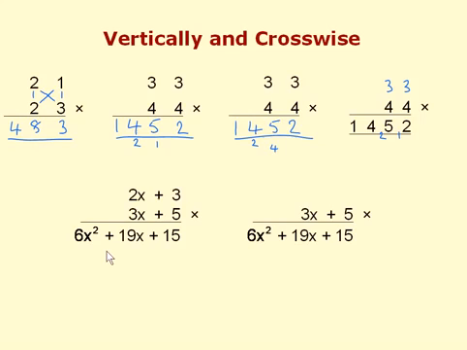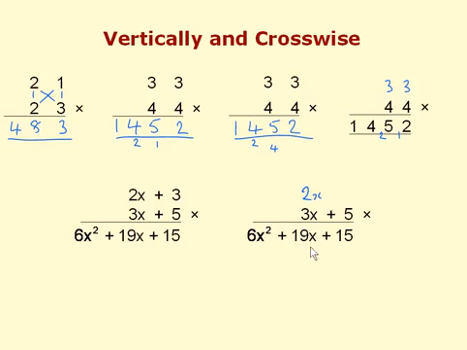Given the 6x squared plus 19x plus 15 and the 3x plus 5, we can find what we need to multiply the 3x plus 5 by to get that quadratic. In other words, we're dividing the quadratic by 3x plus 5. So looking at the 6x squared here and the 3x, what goes above the 3x to give you 6x squared? Well, it must be 2x. That product gives you 6x squared.